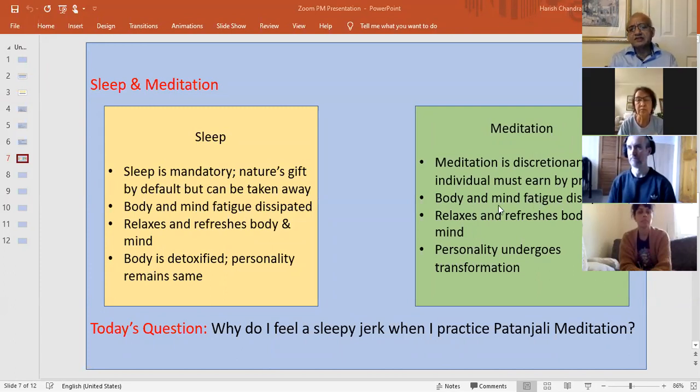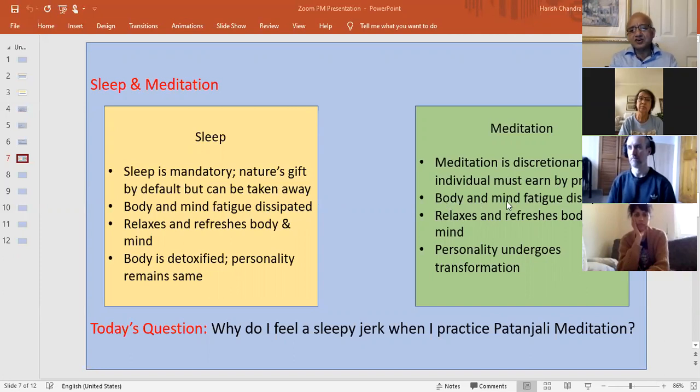Of course, we don't sit for meditation those many hours as we devote to sleep. So we may not observe that much the dissipation of body and mind fatigue. Body fatigue, particularly, though in mind fatigue, we are likely to feel even after a few minutes of meditation that yes, I am feeling relaxed. But that may not happen so much with body fatigue. But indeed, it is true that both body and mind are inactive.